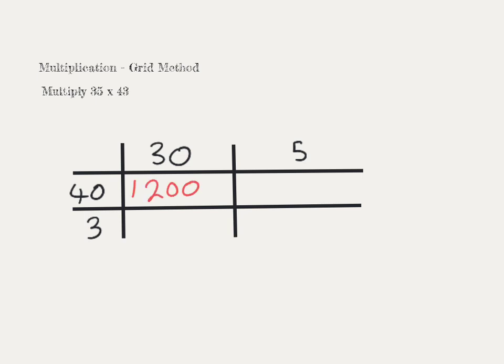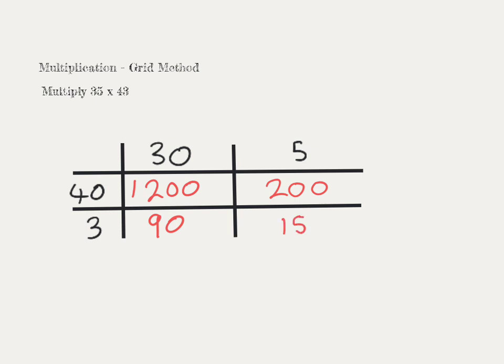Okay, for this box, we have 40 times 5. So 4 times 5 is 20, which means that 40 times 5 is 200. In this box here, we have 30 times 3. So 3 times 3 is 9, times 10 is 90. And here in this last little box, we have 5 times 3, which is 15.